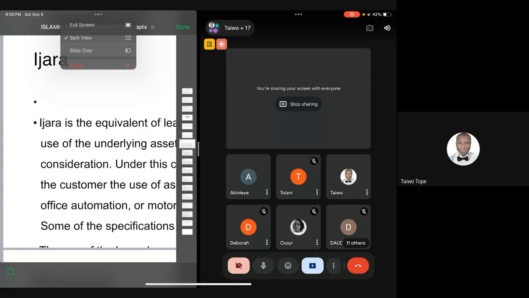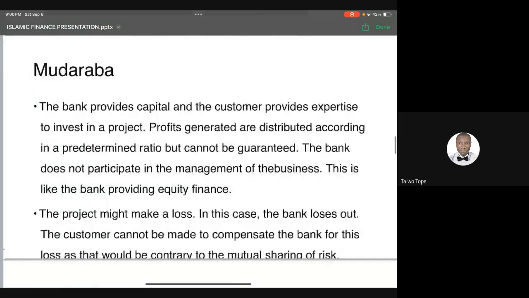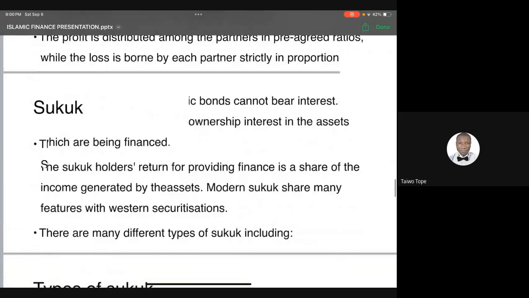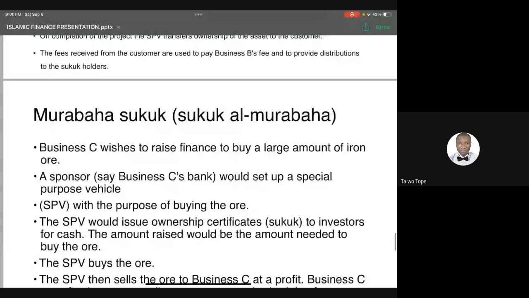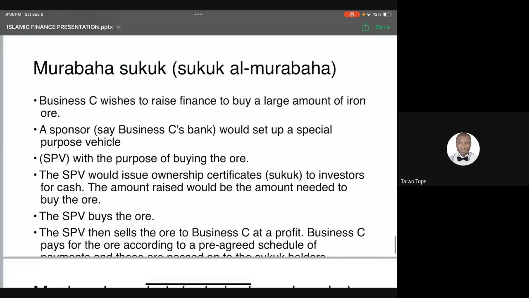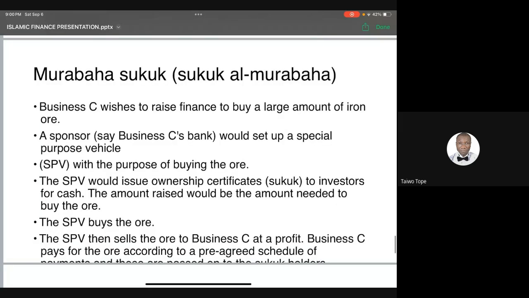Okay, if I may continue from where she stops. She has spoken about the types of sukuk. So I will go over to the fourth sukuk that she was about to speak on, which is the Murabaha sukuk.